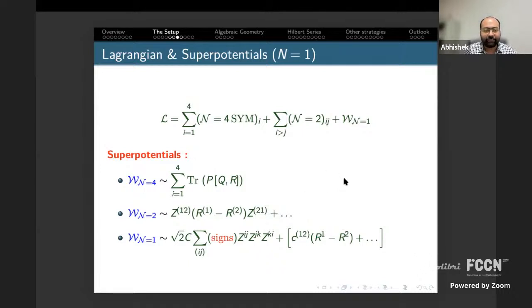Okay, so these are the three different kinds of terms. The N=4 part has a natural superpotential, this P commutator QR. N=2 has this Yukawa kind of superpotential. This W_N1 is something that we have to figure out, or we put it in by hand. So I will basically say, or try to motivate, why this is the correct thing to do. But the other two are mostly fixed by the supersymmetry itself.